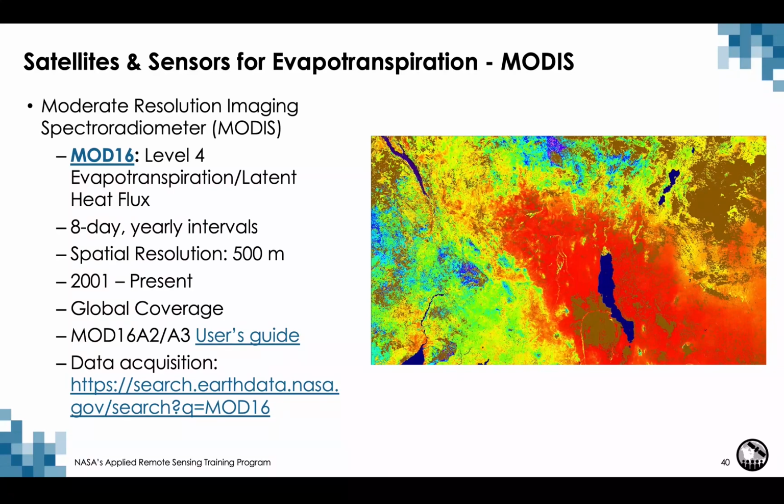The algorithm used for the MOD16 Level 4 data product collection is based on the logic of the Penman-Monteith equation, which includes inputs of daily meteorological reanalysis data along with MODIS products such as vegetation property dynamics, albedo, and land cover. Included is a link to the MOD16 User's Guide and access to the MOD16 Evapotranspiration Collection on NASA's Earth Data Search portal.